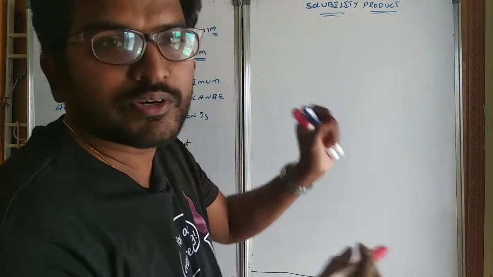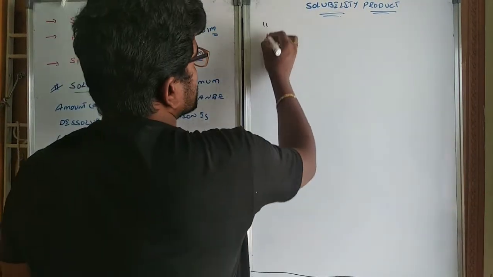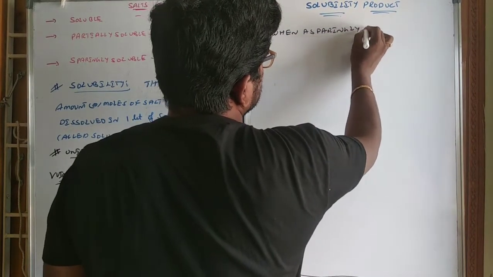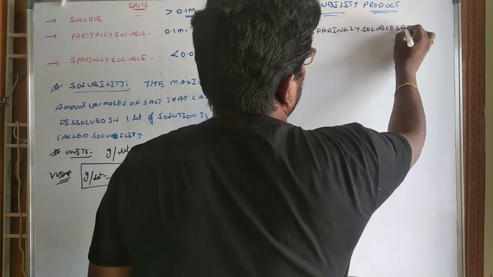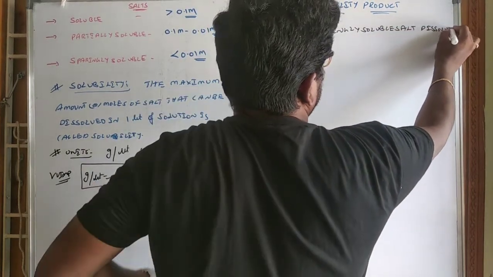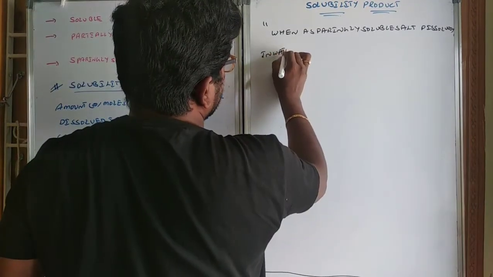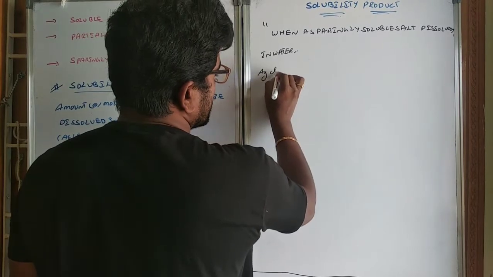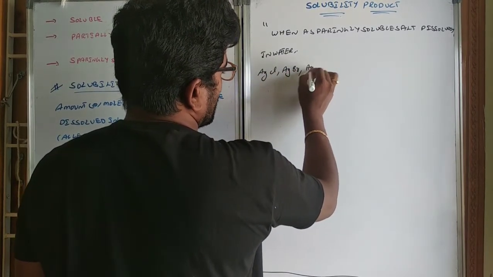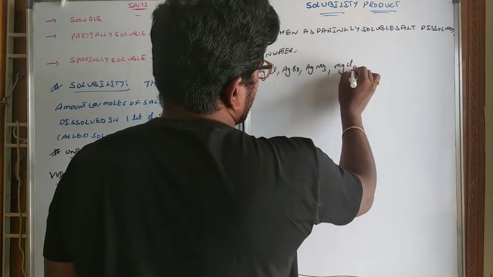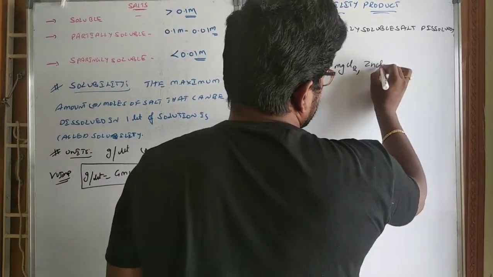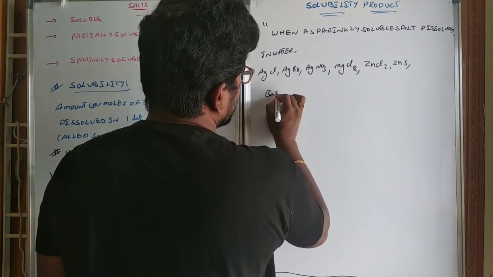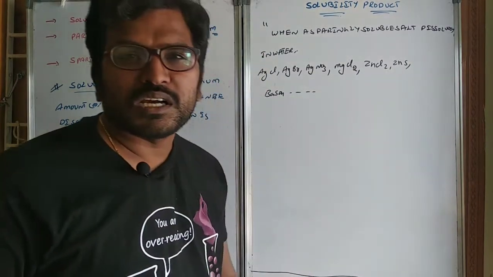So what is this solubility product, and what does a sparingly soluble salt mean? When a sparingly soluble salt is dissolved in water, what happens? Examples of sparingly soluble salts are silver chloride, silver bromide, silver nitrate, magnesium chloride, zinc chloride, zinc sulfide, and barium sulfate. Like that, there are a number of salts.